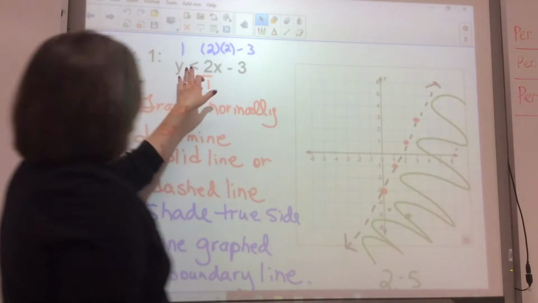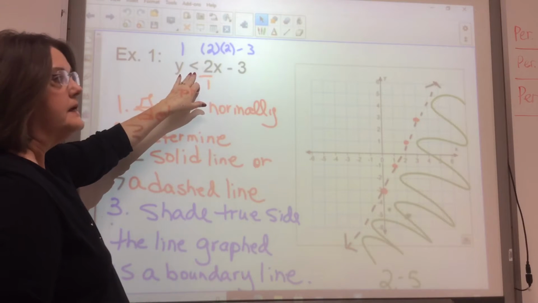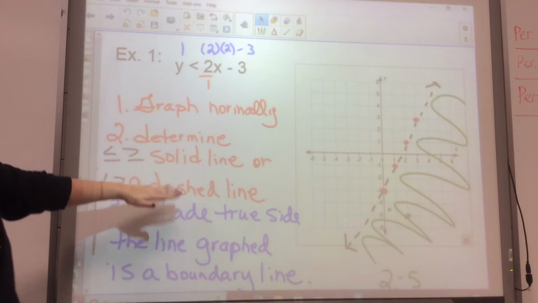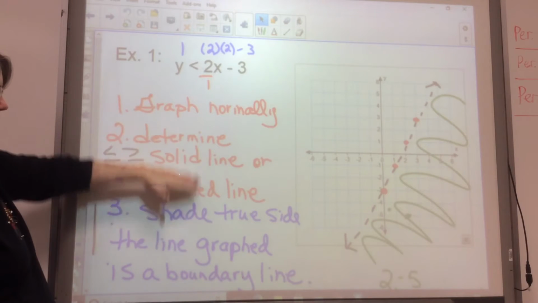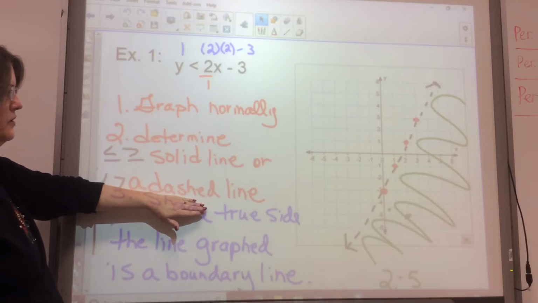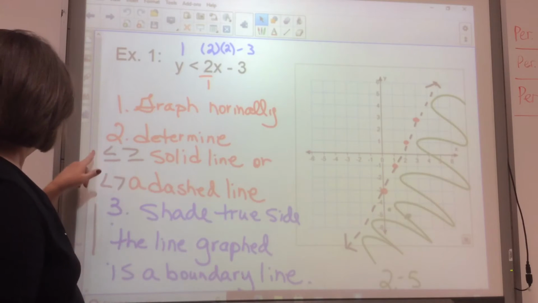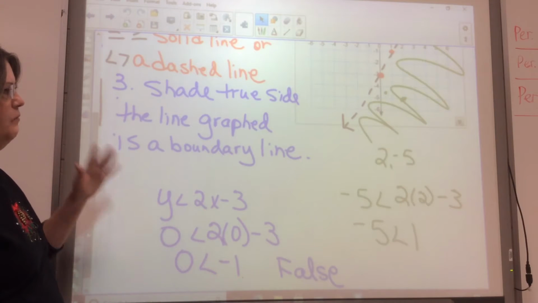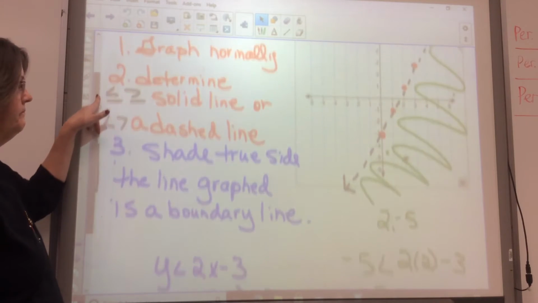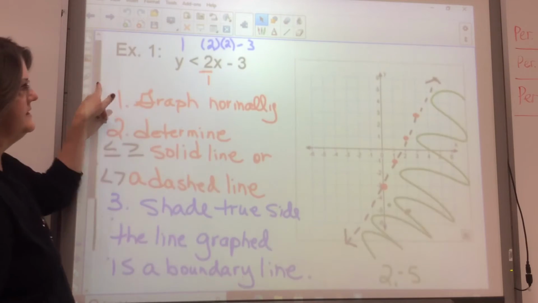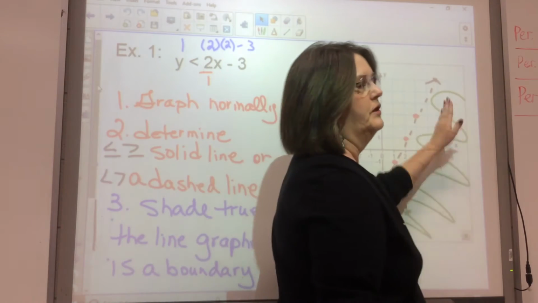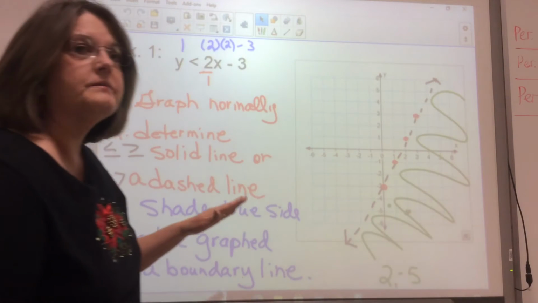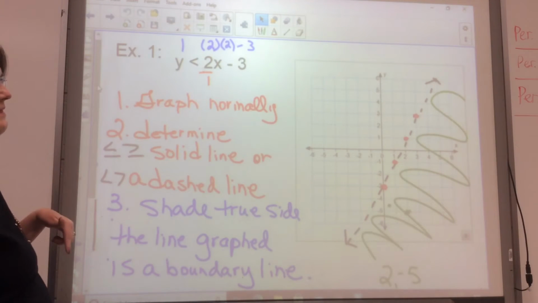Now, this has a less than sign. So because it's less than, it is a dashed line. Now, you need to determine, that's the second step, whether it's solid or dashed. We've already said it's a dashed line. Then we need to shade one of the sides. Now, how we do this is we pick a point. Honestly, less than makes sense that it would be below the line, but sometimes these lines get so steep that you sometimes get confused, and this method always works.